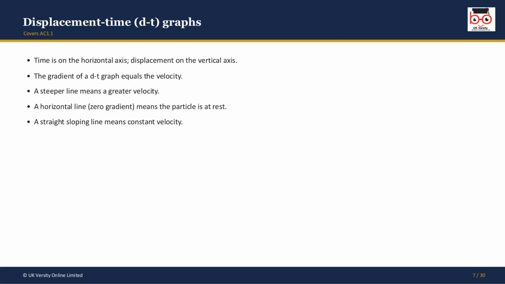Let's look at displacement-time graphs. Time goes along the horizontal axis and displacement up the vertical one. The key fact is that the gradient, the steepness of the line, equals the velocity. So a steeper line means a greater velocity, a flat horizontal line means the particle is standing still, and a straight sloping line tells you the velocity is constant.